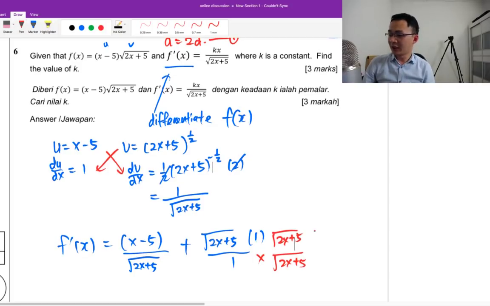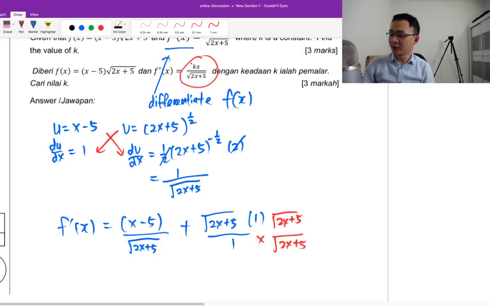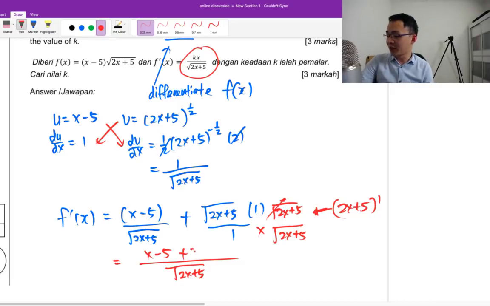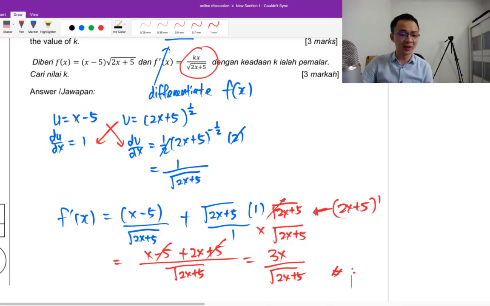Okay, so then I will simplify because I need to get into this pattern. So it's square root 2x plus 5 as the denominator, because both of them have the same denominator already. Square root multiply square root, basically after you multiply, you will get 2x plus 5 power of 1. So I will say plus 2x plus 5. Okay, plus 5 minus 5 gone, so your final answer should be x plus 2x, which is 3x over square root 2x plus 5. Okay, this is how we solve this kind of question.